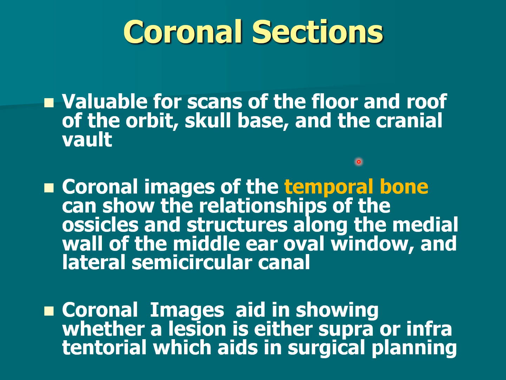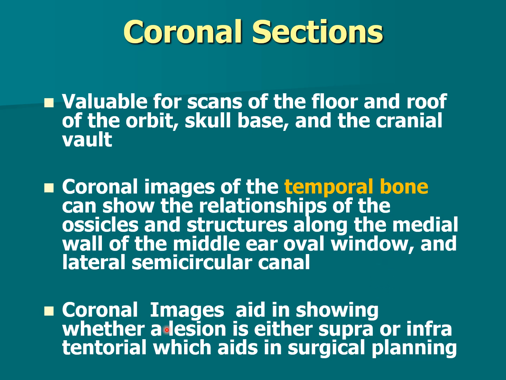Coronal images of the temporal bone can show the relationship of the ossicles, the inner ear structures, along with the medial walls of the middle ear, the oval window, and the lateral semicircular canals. What I'm saying here is if we're looking for inner ear structures within that petrous bone, those ossicles or the semicircular canals or the cochlea, then a coronal image is going to show them better. We do not have to scan in the coronal plane. We can reformat those in the coronal plane because the modern machines can do it just as well as a direct scan.